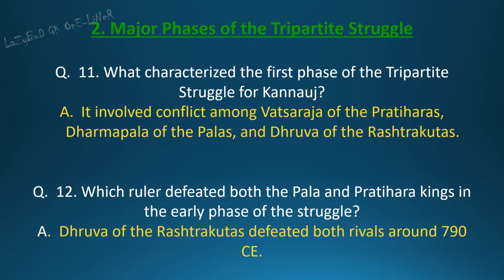Question 11. What characterized the first phase of the tripartite struggle for Kannauj? Answer. It involved conflict among Vatsaraja of the Pratiharas, Dharmpala of the Palas, and Dhruv of the Rashtrakutas. Question 12. Which ruler defeated both the Pala and Pratihara kings in the early phase of the struggle? Answer. Dhruv of the Rashtrakutas defeated both rivals around 790 CE.